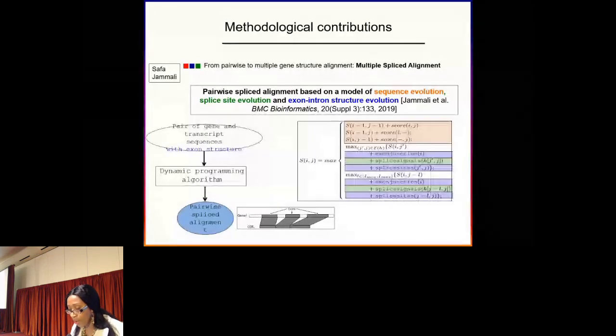The main work is that she developed a dynamic programming algorithm to compare transcript and gene structure, taking into account jointly these models of evolution. For instance, here is the main recurrence formula of the dynamic programming algorithm, where we can see the contribution of taking into account the various evolution models: sequence, splice site, and exon-intron structure.